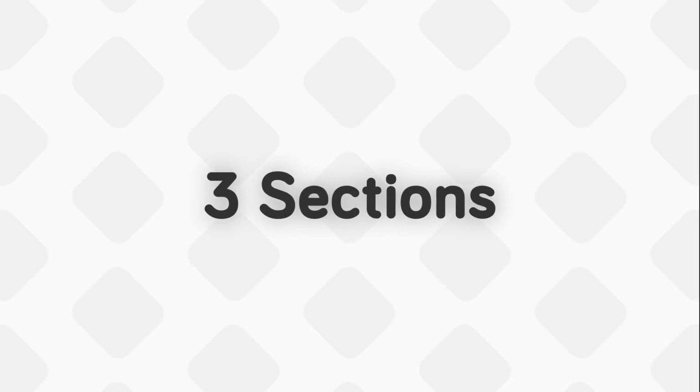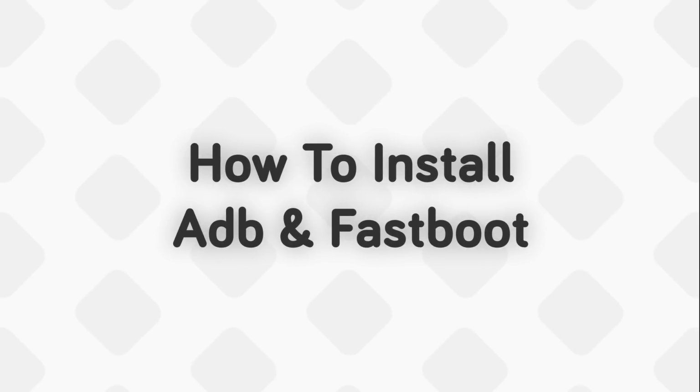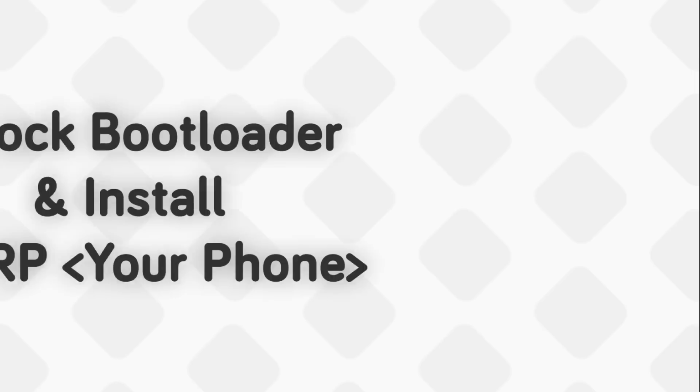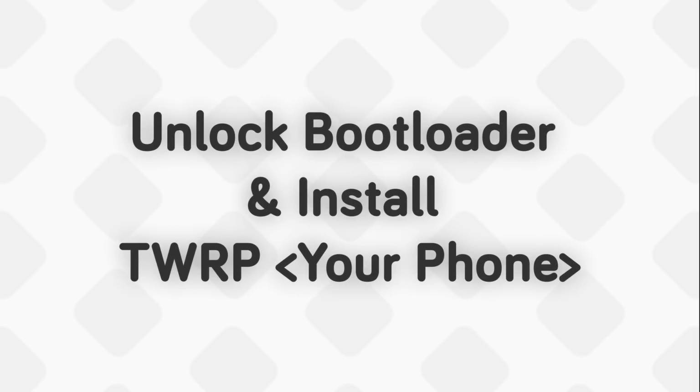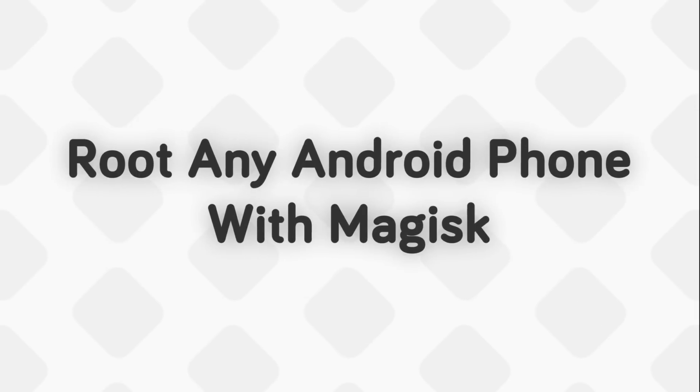Now I will end this video here, as I have divided this whole process into three sections. So the first video you will watch is installing ADB and Fastboot on your machine. The second video you will watch is the video on how to unlock Bootloader and install TWRP for your specific phone. Then immediately watch the video on how to root any Android phone using Magisk. Rooting your phone isn't the end. In fact, it's the beginning of the fun.